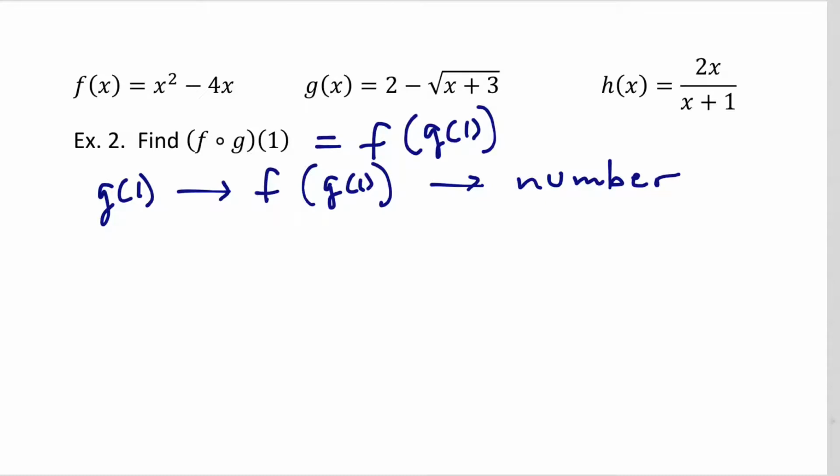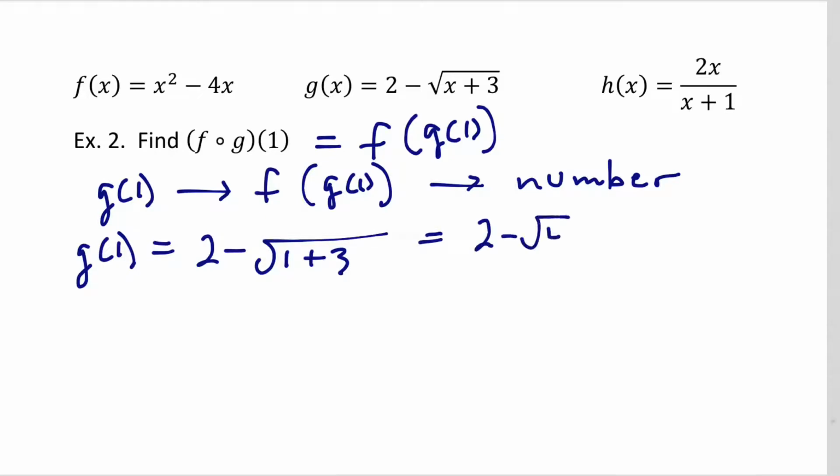Okay, so g of 1 is equal to 2 minus the square root of 1 plus 3, which is equal to 2 minus the square root of 4, which is equal to 2 minus the principal square root of 4. Principal square root of 4 is 2, so that's 0. All right, so understand on these examples that we're taking the principal square root. Instead of getting 2 numbers out of this result, we're only going to get 1.